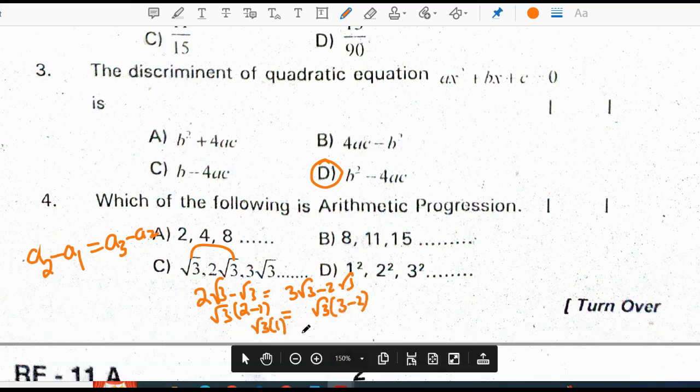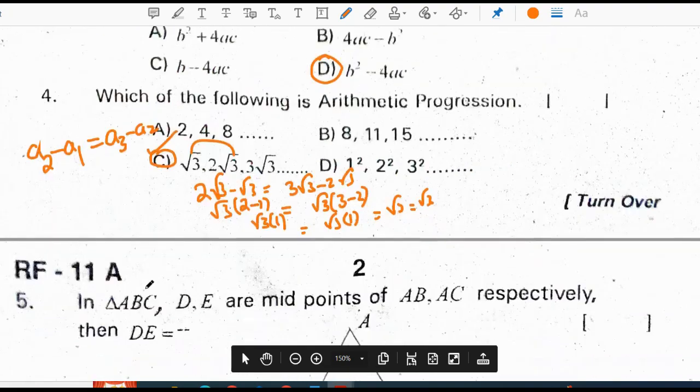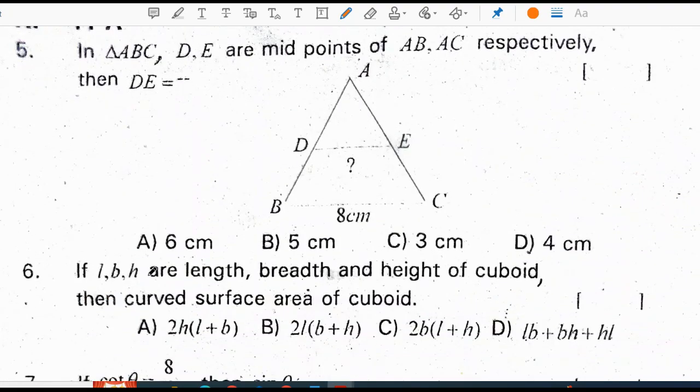So root 3 into 2 minus 1 is 1, root 3 into 3 minus 2 is 1. Clearly left hand side and right hand side are same, so correct option for fourth question is C. In triangle ABC, D and E are the midpoints of AB and AC respectively. Then DE is, so if BC is 8 centimeters, obviously DE will be 4 centimeters.